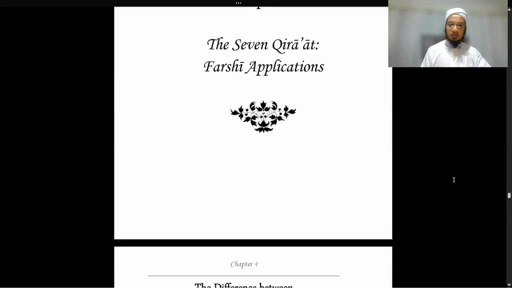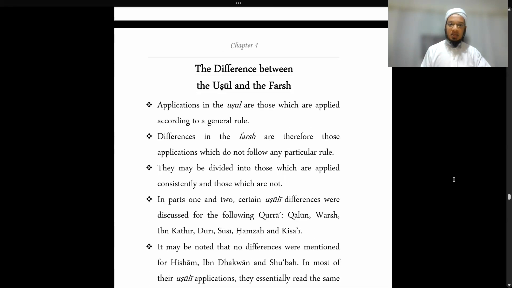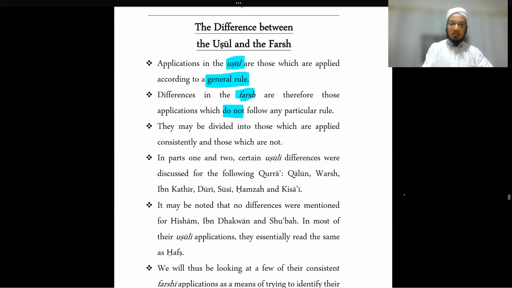Chapter 4, the Farshi applications. So what we looked at before was the applications in the usul. The applications in the usul are those which are applied according to a general rule. So therefore the differences in the farsh are obviously those which do not follow a particular rule. They may be divided into those which are applied consistently and those which are not.